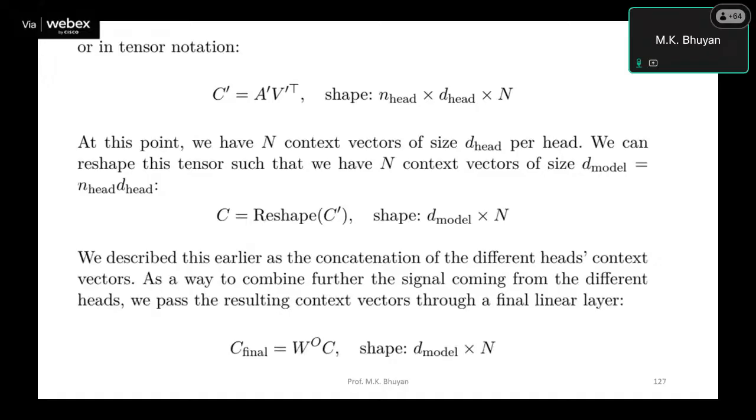And after this, we are reshaping this. That is the concatenation we have done. And in the final step, we are multiplying C with W naught. W naught is the linear layer we are considering.